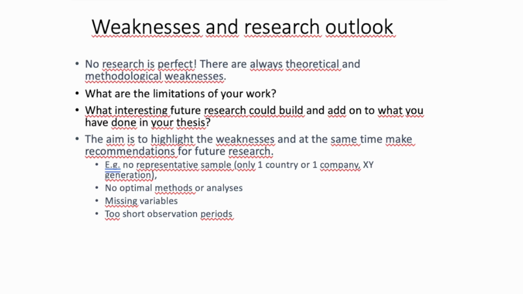future research directions. For example, the sample is not representative: only one country, one company, or only a young generation. You did not use optimal methods or analysis. You have missing variables, or your observation periods are too short. These are all limits that you should highlight, and which are issues and avenues for future research directions. Here are some examples from the studies you have already seen.